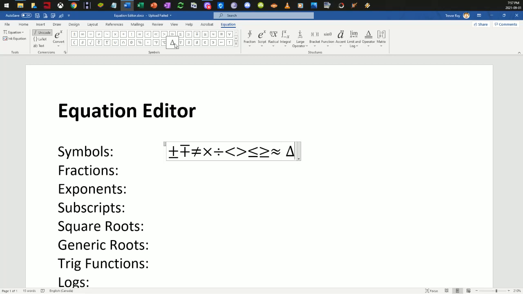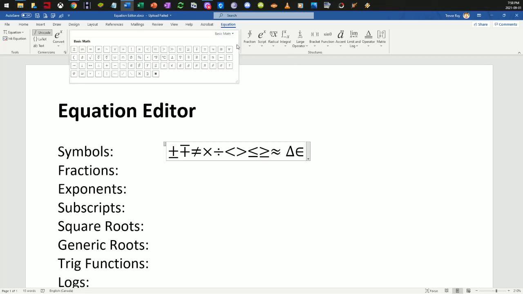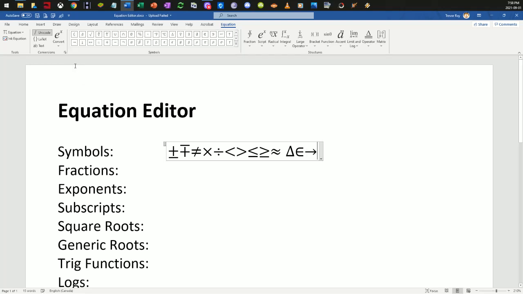More likely the ones you're going to want to use are ones like, for instance, delta, which means a change of something. Fairly common in a lot of courses. This thing that looks like an E is actually an element of a set, and comes in handy in some courses. You may want to use the arrows for stuff. That one could be used in a few places.